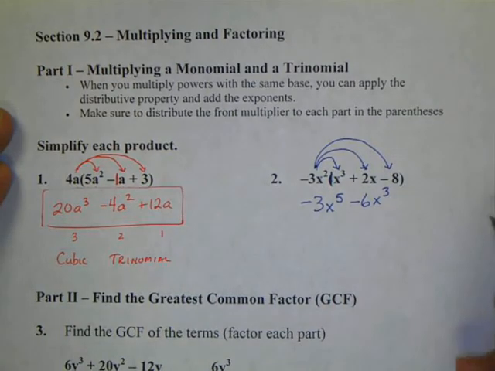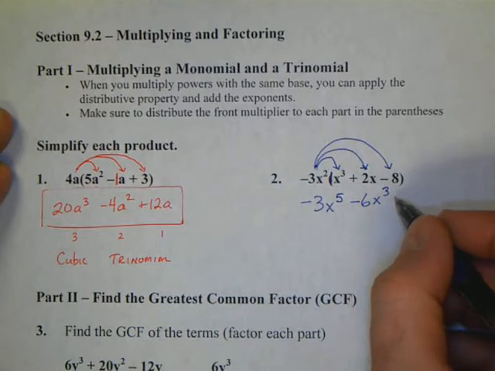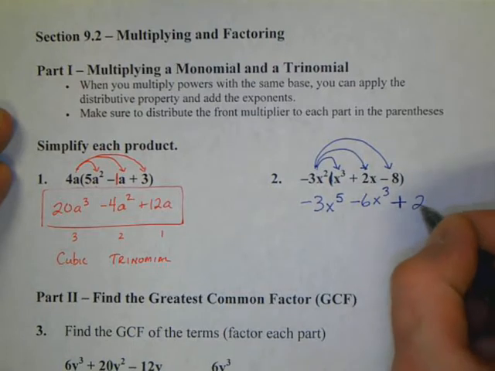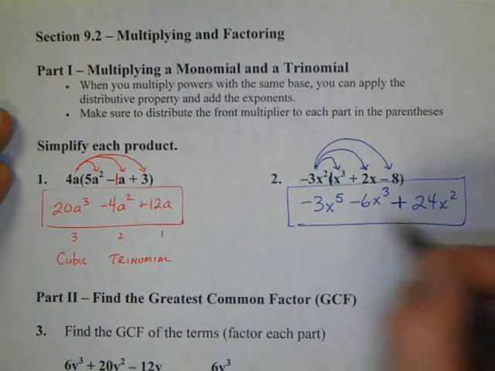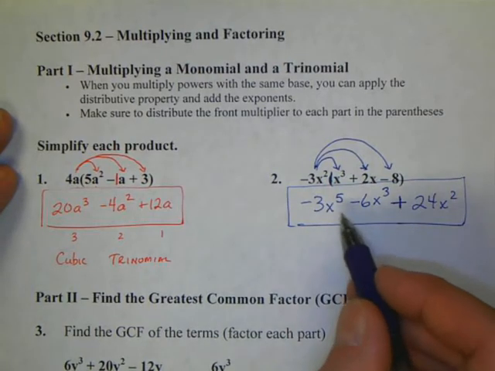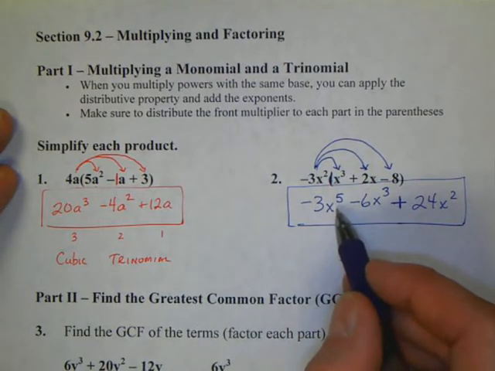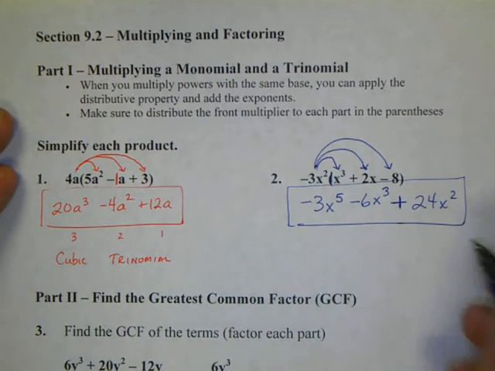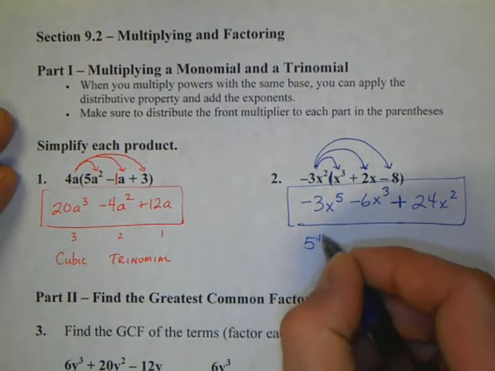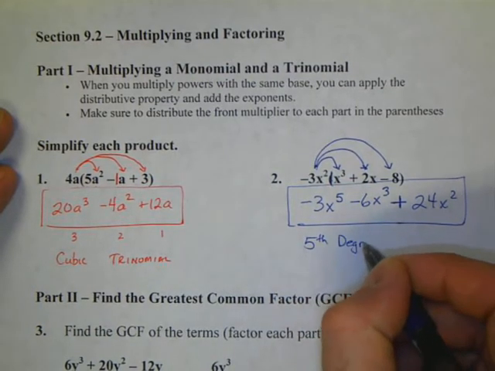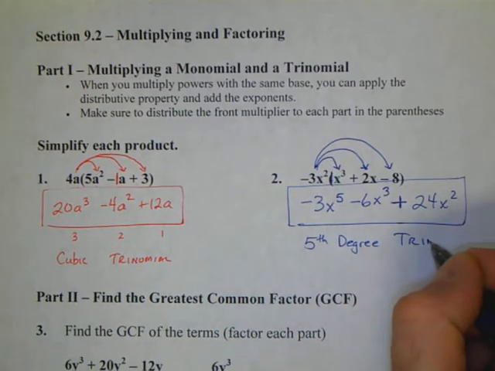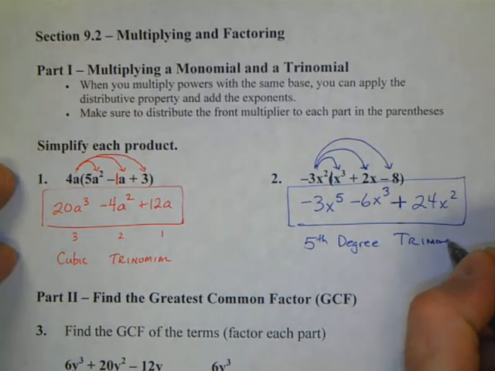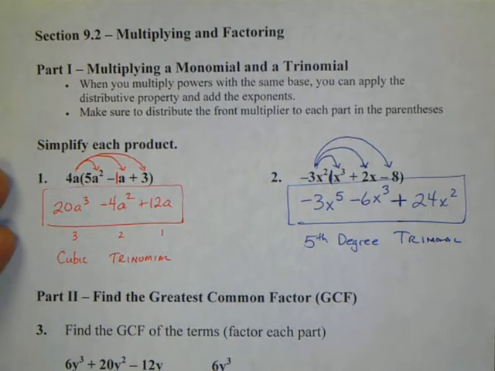Negative 3 times that negative 8. So negative 3 times negative 8 is a positive, notice that's a positive 24, and then we tack that x squared on. Hey, just a thought, is this written in standard form? What does that mean? Are the exponents decreasing? 5, 3, and 2, it sure is. So this is a 5th degree, this is a review from yesterday, trinomial. All right, so we got a 5th degree trinomial.